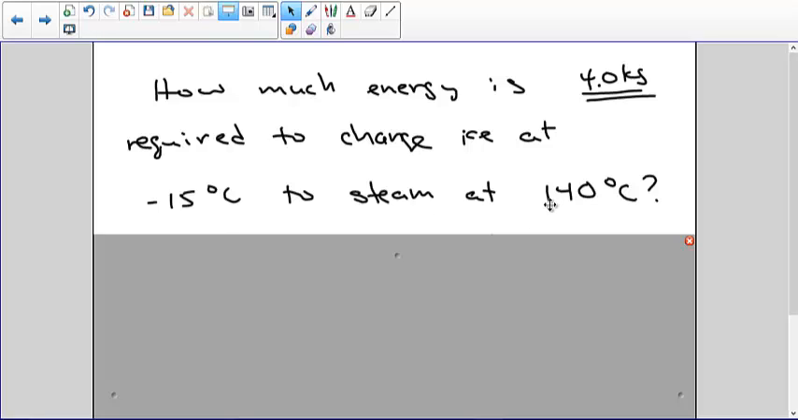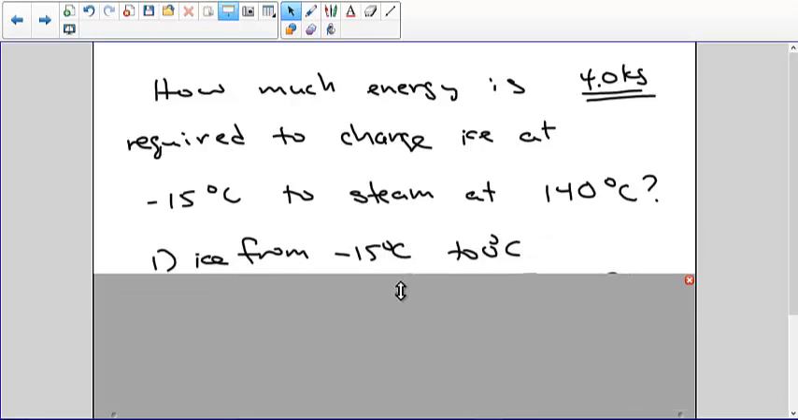So you've got 5 processes. You've got to heat the ice up to 0. You've got to melt the ice. You've got to heat the water up from 0 to 100. You've got to boil the water, and then you've got to heat the steam up from 100 to 140. So let's look at each one of those. Probably won't get all the way through. The first thing is to raise the ice from negative 15 degrees C to 0 degrees C.